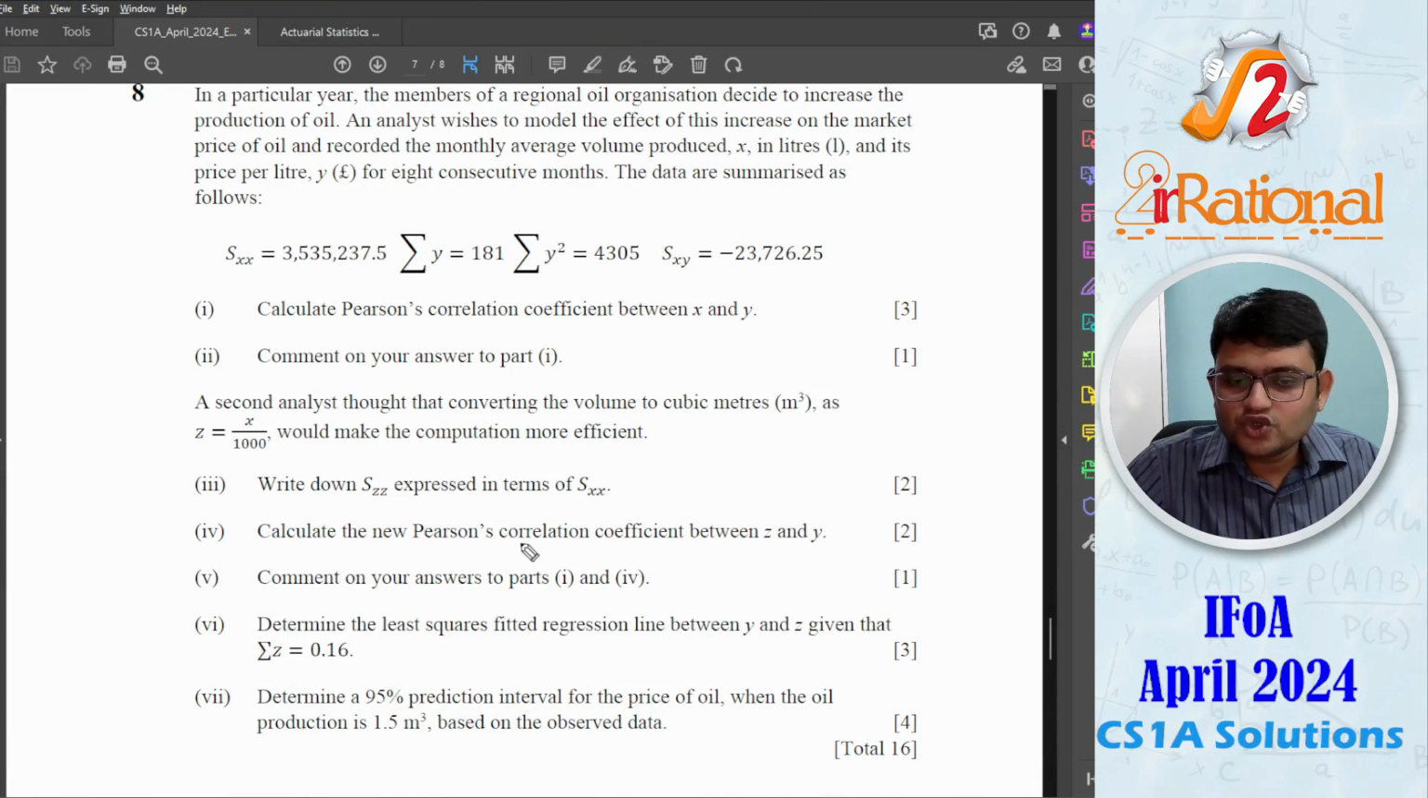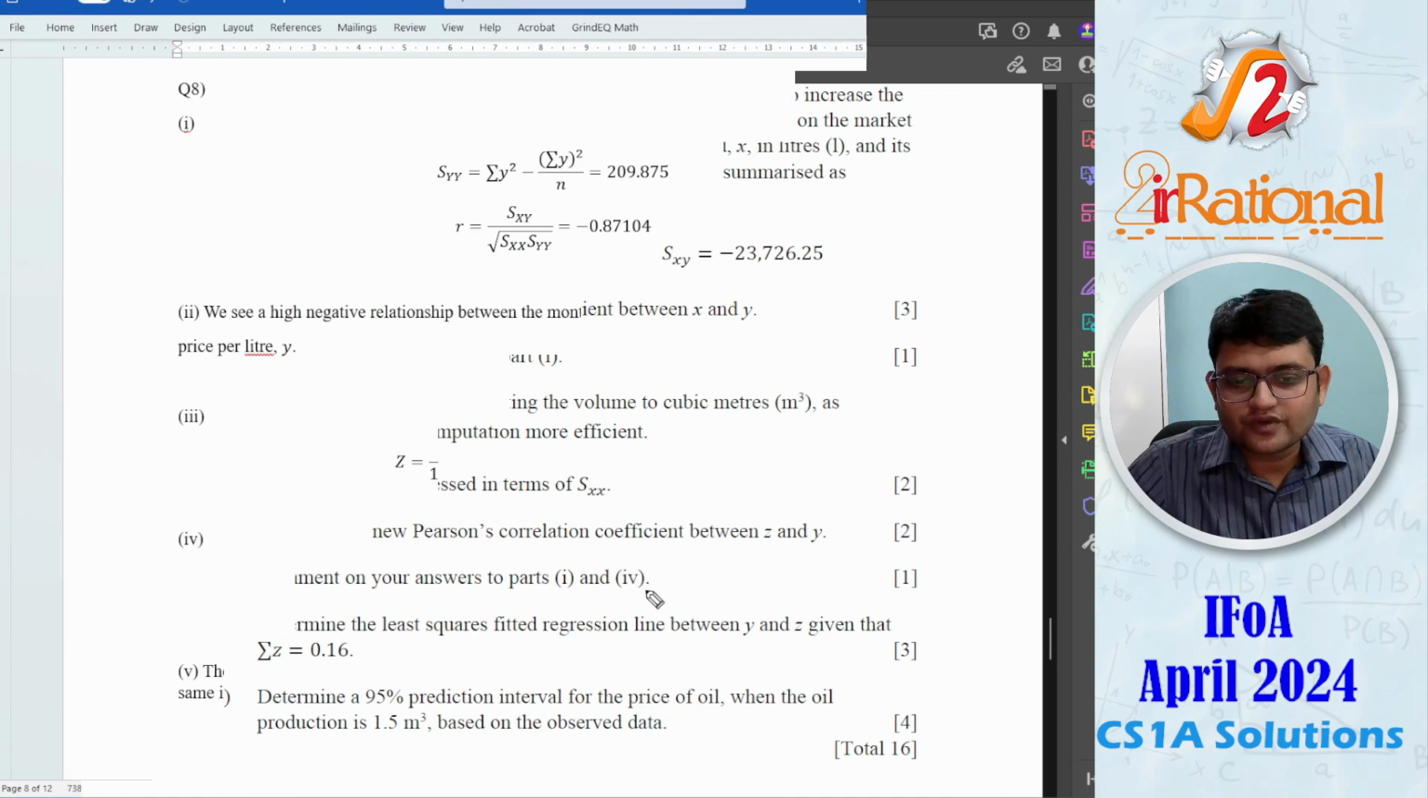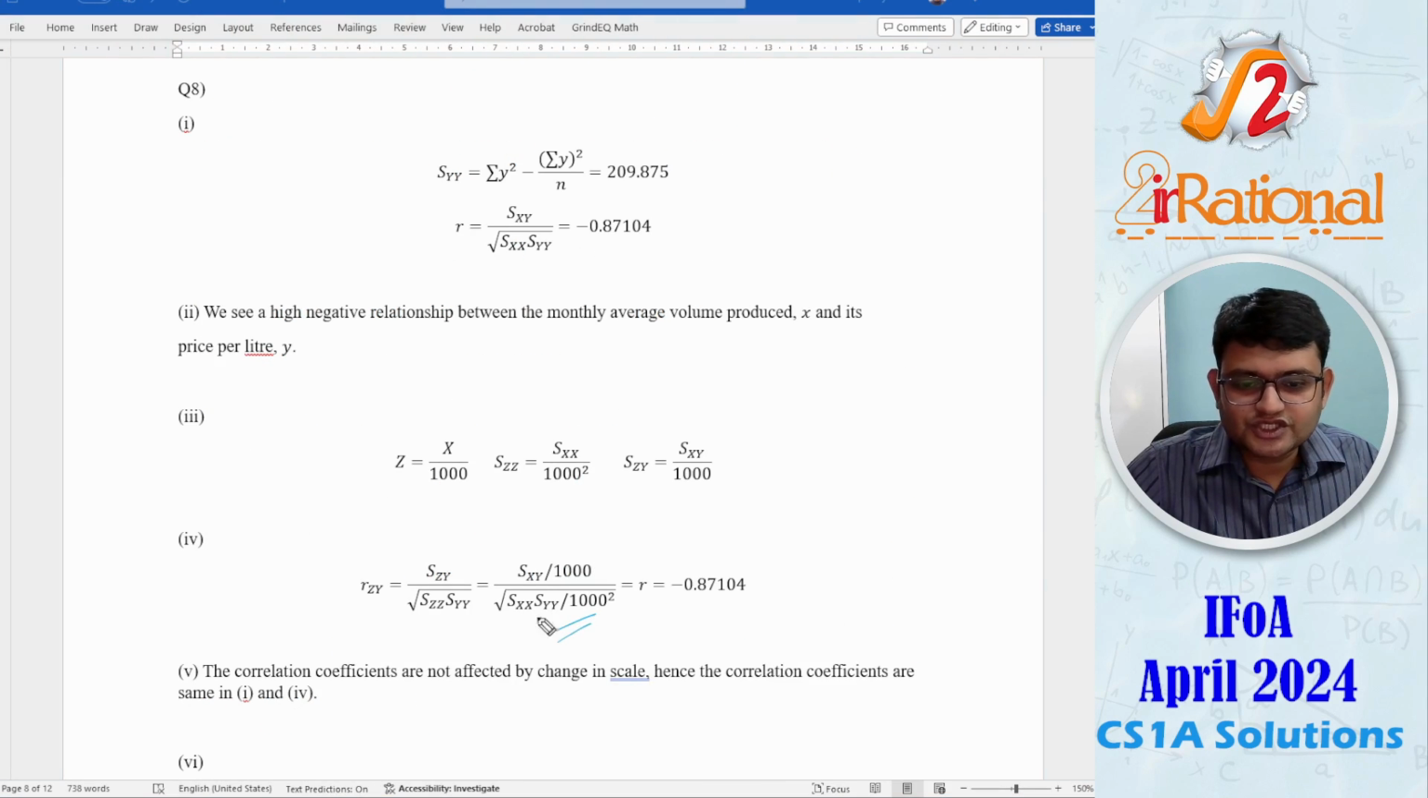Fourth part, calculate the new Pearson's correlation coefficient between Z and Y. Fifth, comment on your answer to part 1 and 4. So you would see basically there is no change. I have converted my SZY and SZZ into XY and XX, and it is nothing but the same as the previous R. So the comment would be the correlation coefficients are not affected by change in scale. This is called change in scale, dividing or multiplying by a constant value. Hence the correlation coefficients are same in part 1 as well as 4.